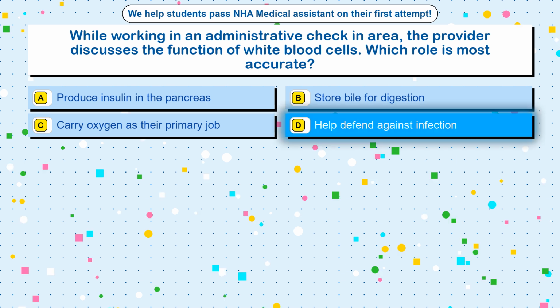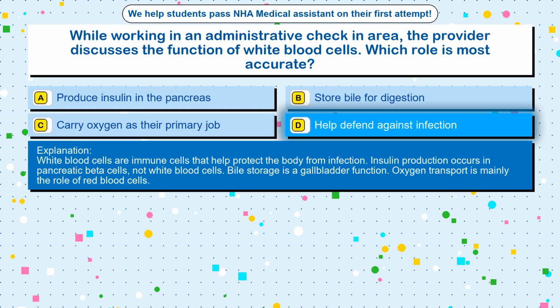The correct answer is option D, help defend against infection. White blood cells are immune cells that help protect the body from infection. Insulin production occurs in pancreatic beta cells, not white blood cells. Bile storage is a gallbladder function. Oxygen transport is mainly the role of red blood cells.